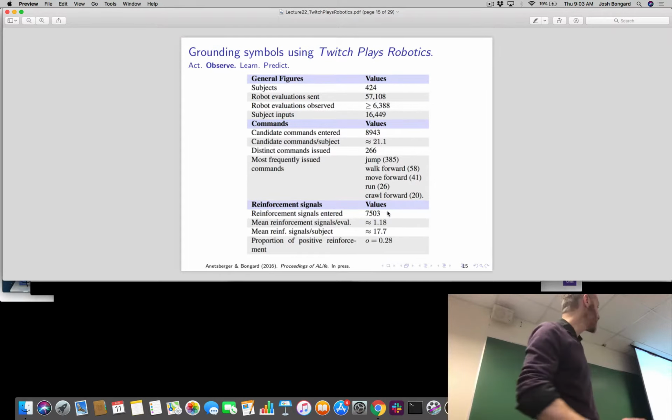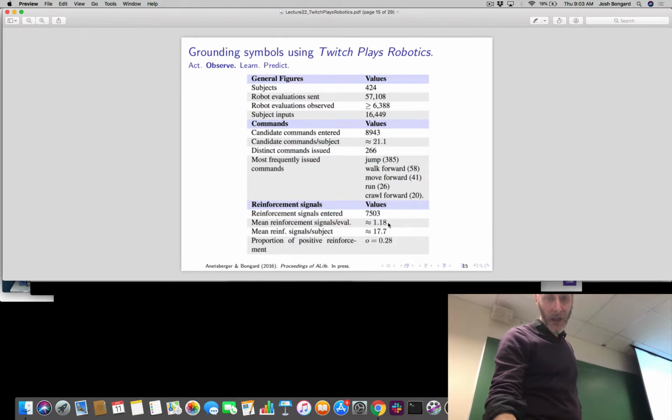The crowd also typed in 7,500 reinforcements, yeses and nos. On average, any one evaluation received 0 yes and no votes. A vast majority received just 1 yes or 1 no. Some received a small handful of yeses and a couple of nos, and so on. A lot of people typed in 1 or a few reinforcements and left. Some people typed in a dozen commands and then left. There was a small fraction of people that spent 14 hours at a go on this and issued thousands of reinforcements. So we had a small but important power user base here.